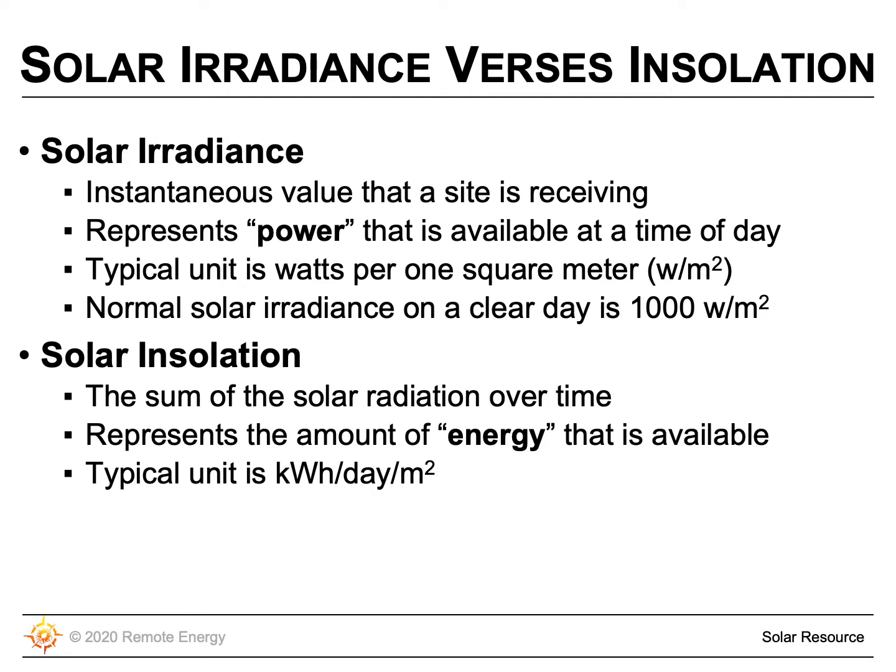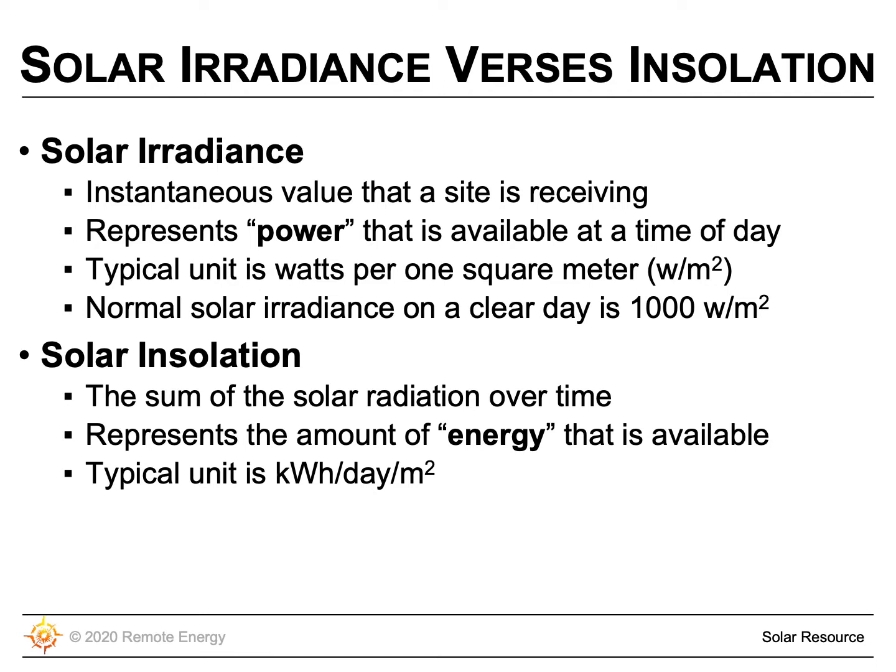Solar insolation is slightly different. Solar insolation, like the term energy, includes a time component. So if we sum up all of the solar irradiance during the day, then we have solar insolation. How much power is available over the course of the daylight hours? And when we talk about time and power, now we're talking about energy. So solar insolation represents the amount of energy that's available during a given time period.